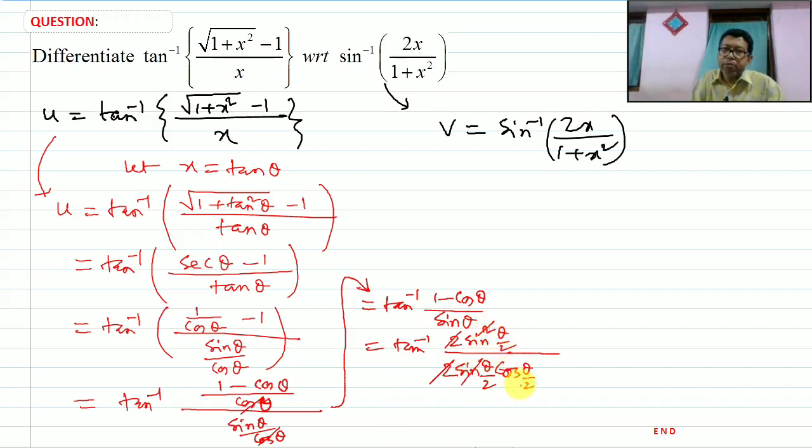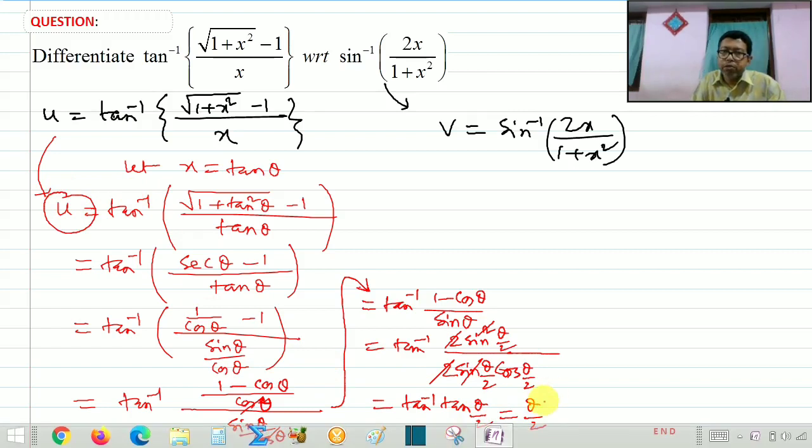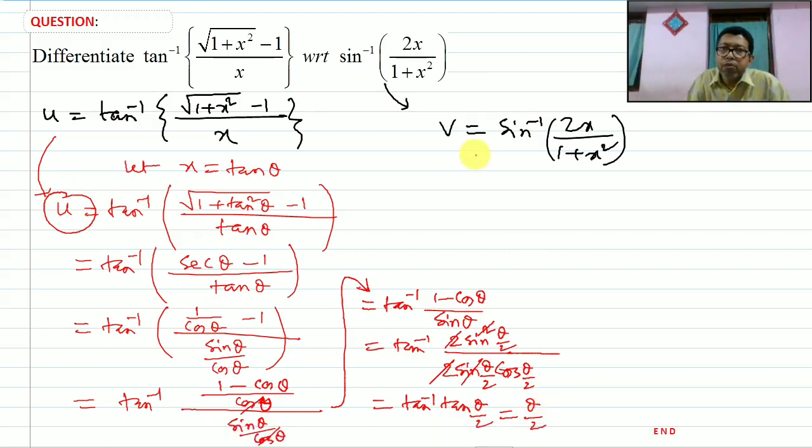So sin theta by 2 divided by cos theta by 2 is tan theta by 2, so that you are getting tan inverse of tan of theta by 2. And this is theta divided by 2. So you have started from u is equal to theta by 2. Now from this one also, v is equal to sin inverse of twice x by 1 plus x square. So you have to calculate this one also.